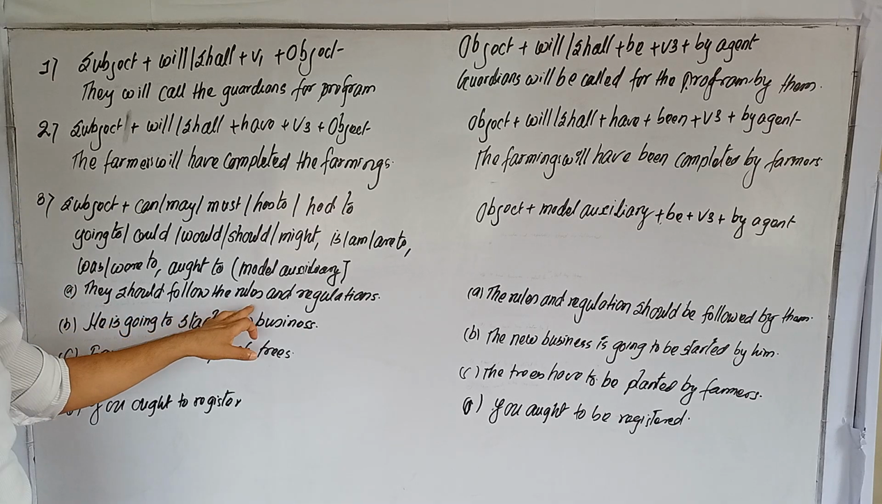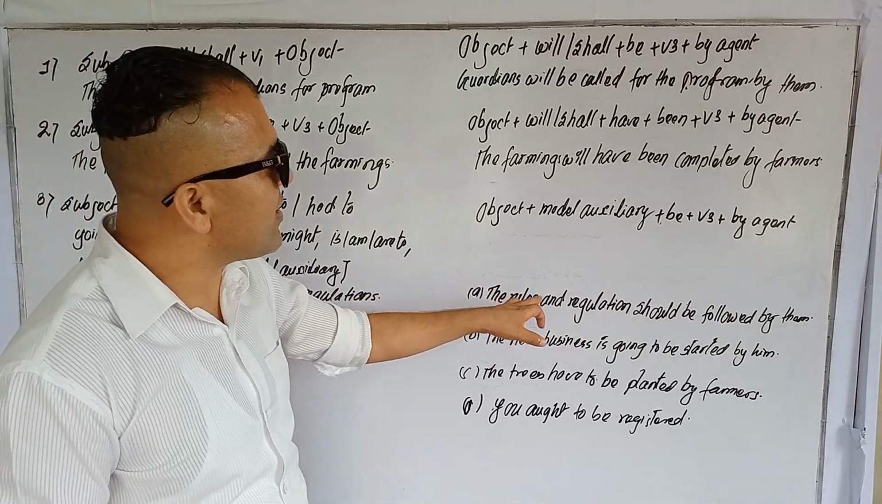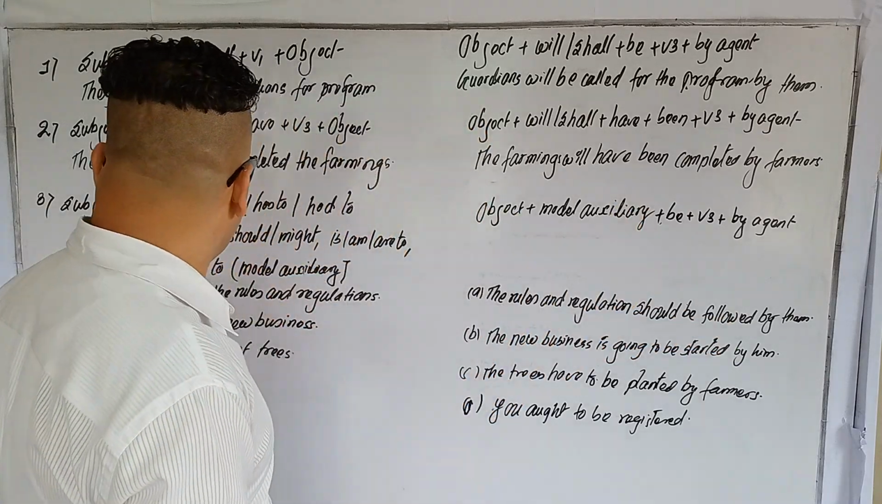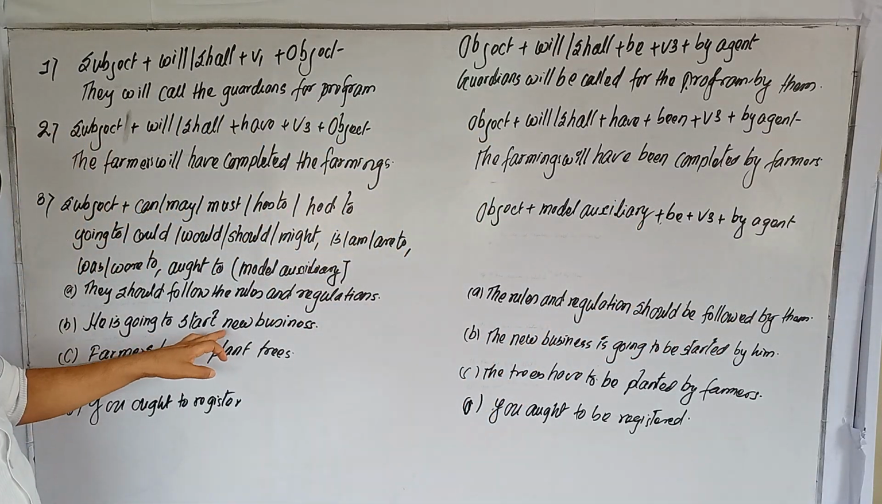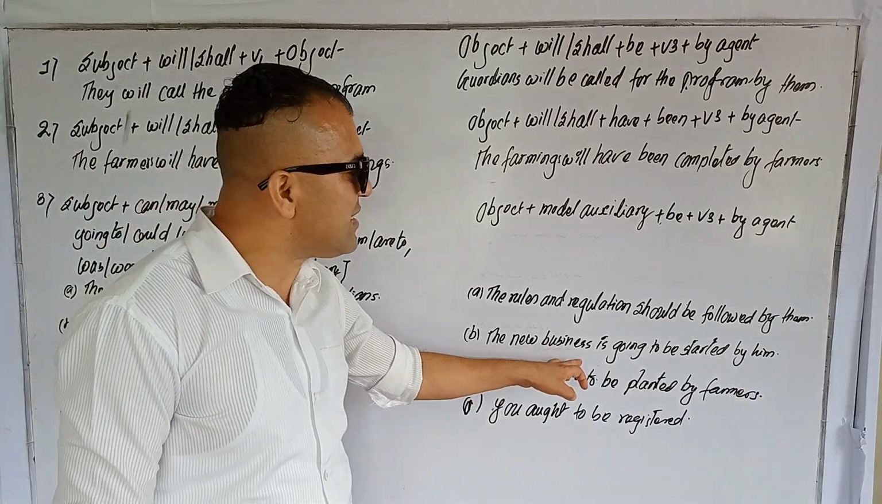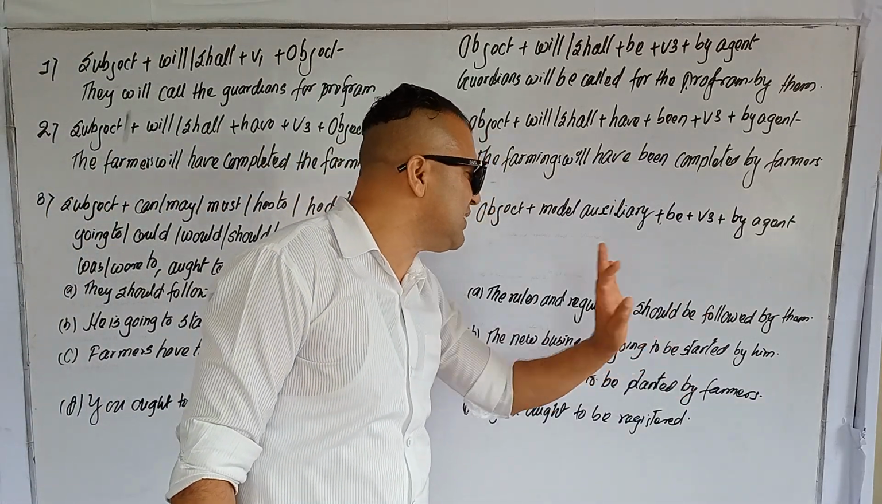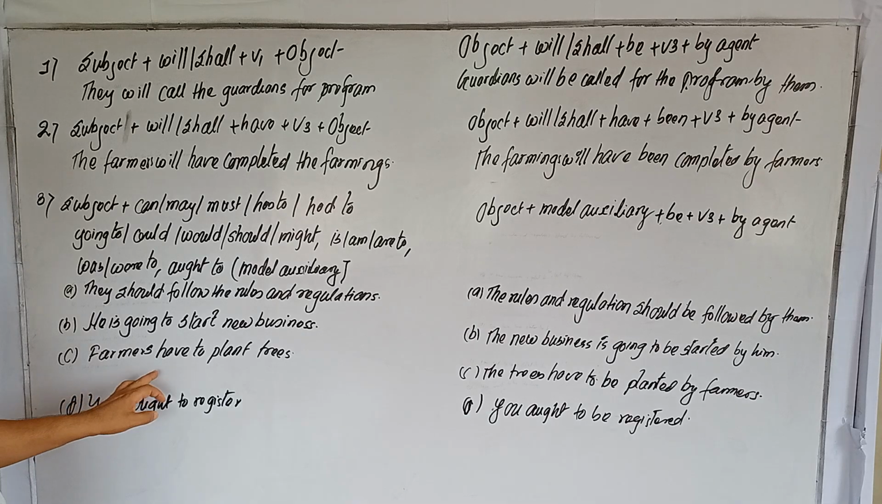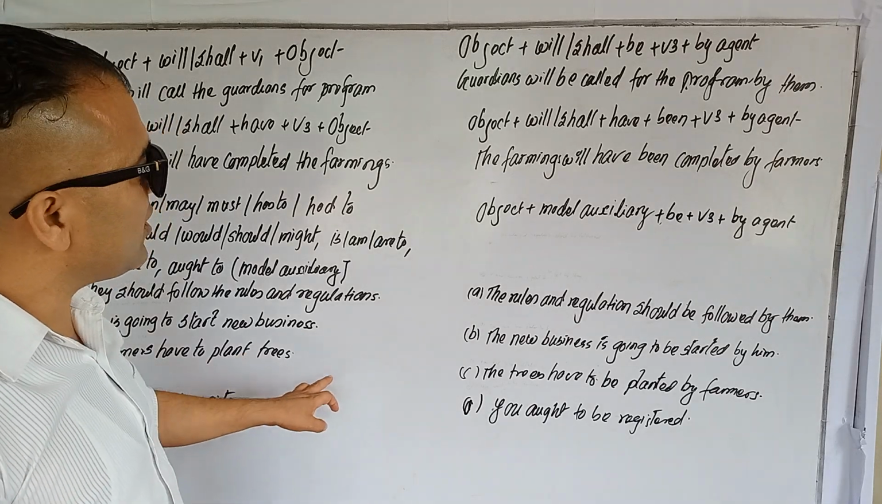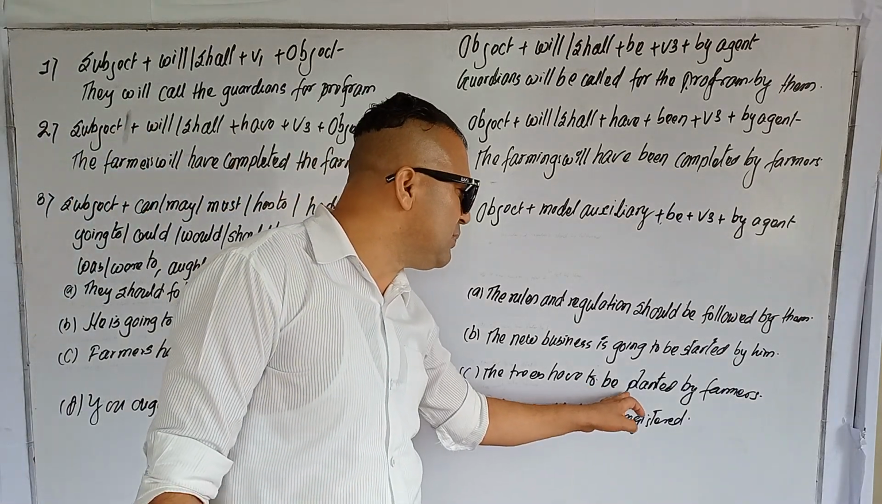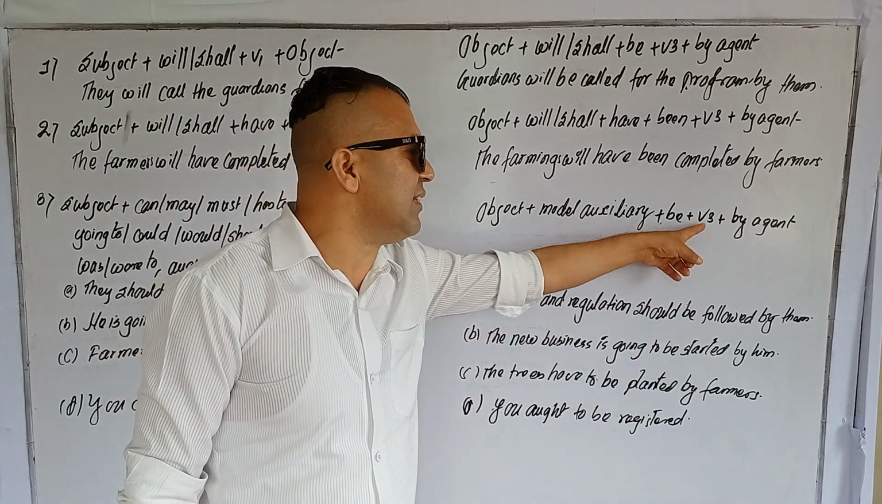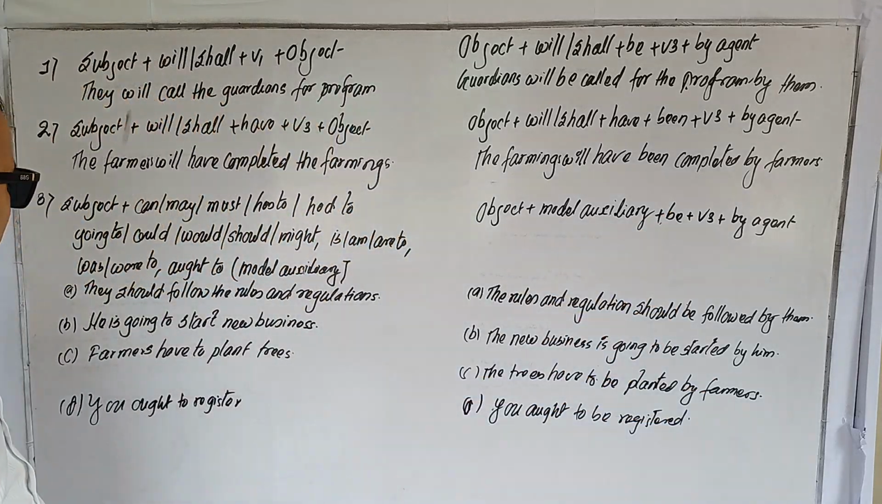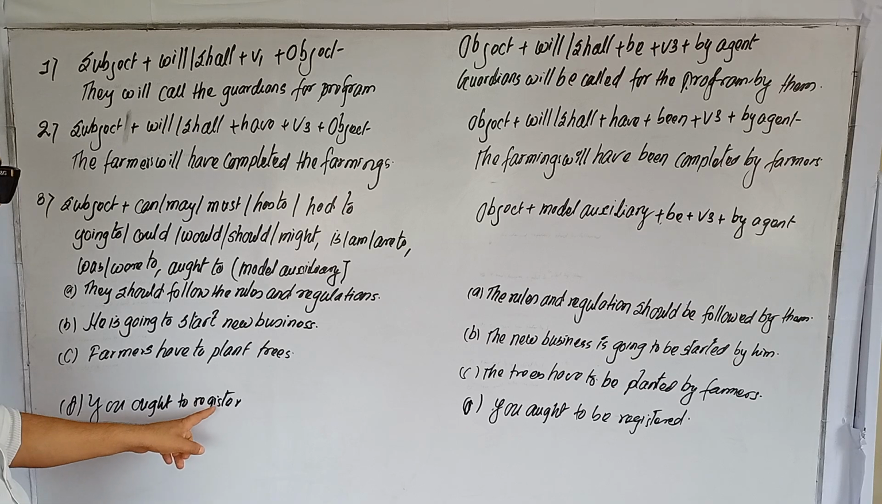Subject plus auxiliary verb like this. Suppose they should follow the rules and regulations. The rules and regulations should be followed by them. He is going to start a new business. The new business is going to be started by him. Farmers have to plant the trees. The trees have to be planted. Be plus V3 is here. So planted by farmers.